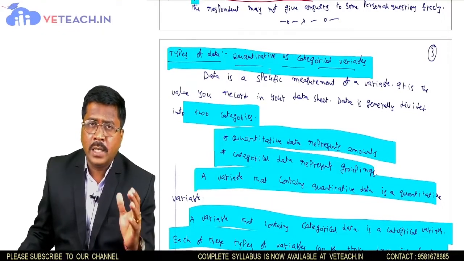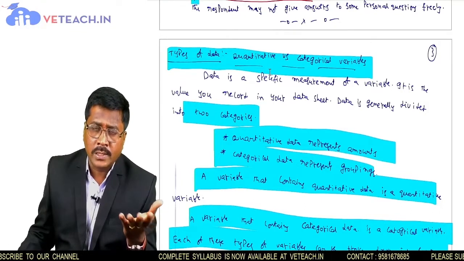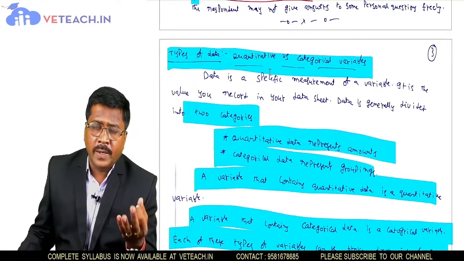Quantitative variables means there are two types of variables present in the quantitative data, called the quantitative variable. You have to split it into two parts.